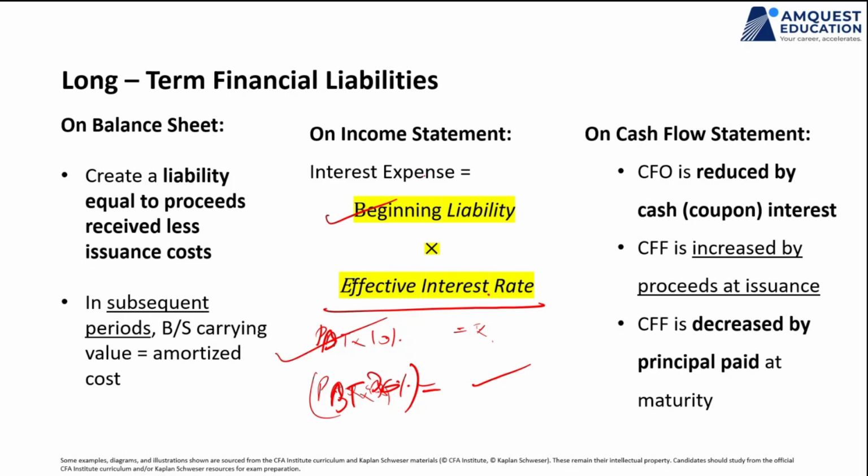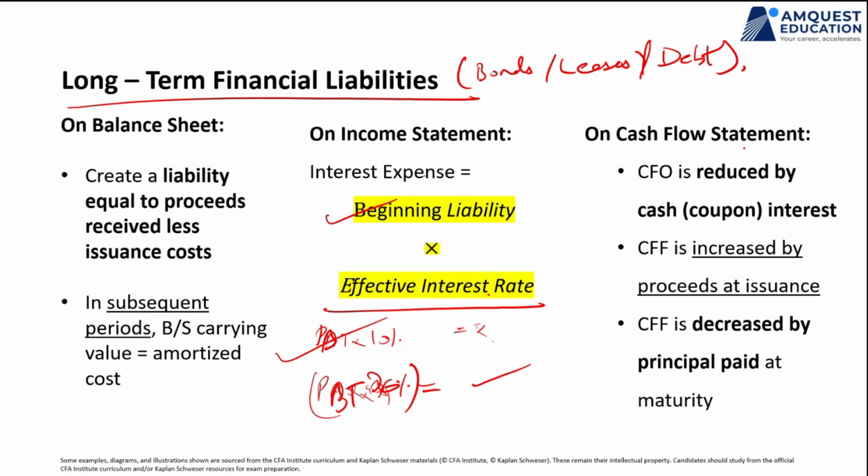And on cash flow statement for any of these long-term financial liabilities like bonds or leases, those are two largest liabilities that companies have. Bonds, or you can also call them debt, right? Loans. On cash flow statement, you are going to reduce your cash flow from operation by cash interest, right? That is the coupon that you have paid on the bond. Your cash flow from financing activity will be increased by the proceeds at issuance.